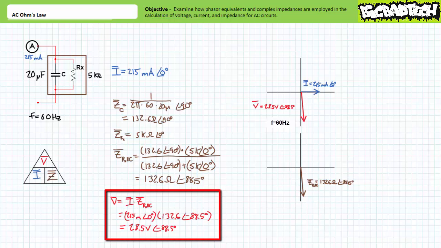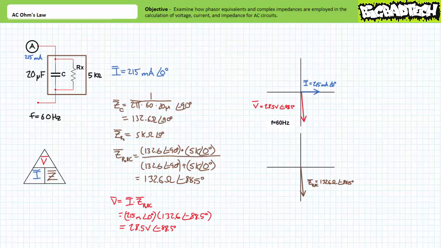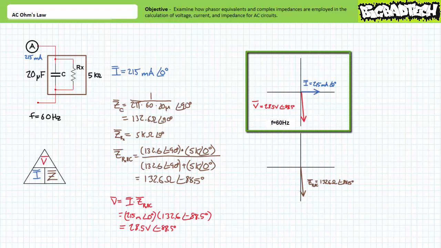Doing so yields V equals 28.5 volts at an angle of negative 88.5 degrees, where 28.5 volts is the effective value of the resultant sinusoidal voltage, and it is phase shifted by negative 88.5 degrees. Additionally, since the above conditions were established at 60 Hz, it is assumed voltage also has a frequency of 60 Hz. Note the phasor diagram shows voltage lagging current by 88.5 degrees.